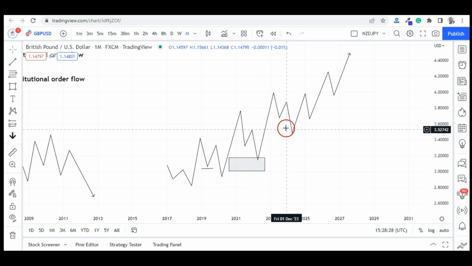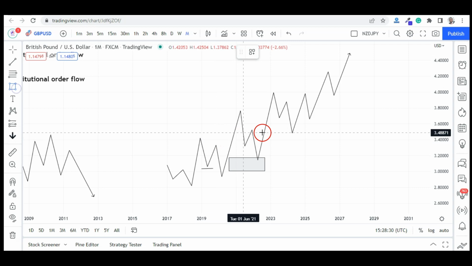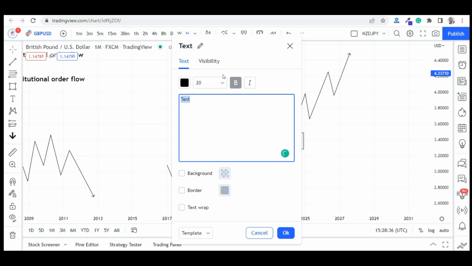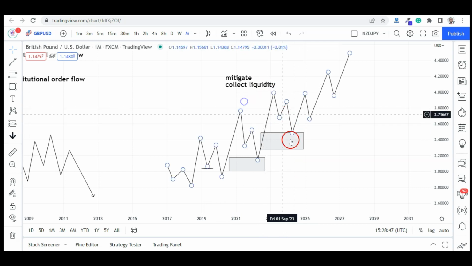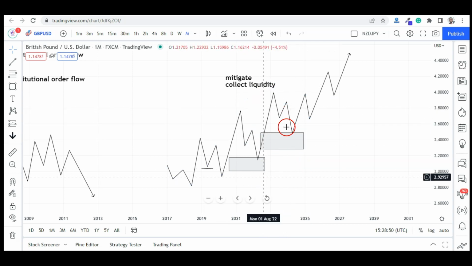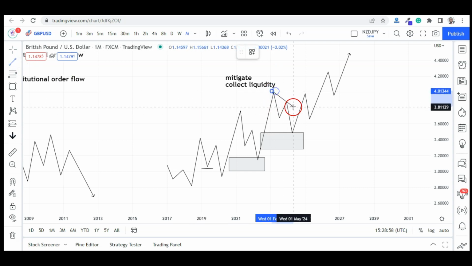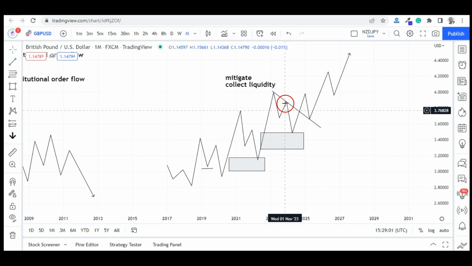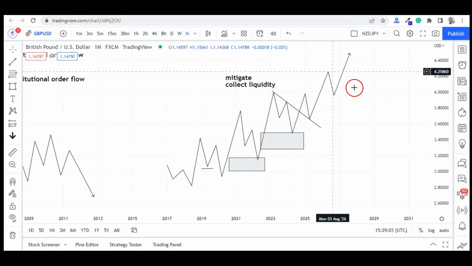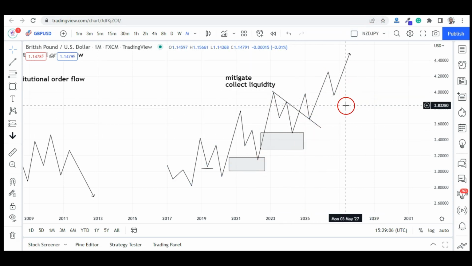This minor order flow's duty is to mitigate and also collect liquidity. It has two things to do. It has to mitigate and also collect liquidity, because liquidity is what the market needs to move up and down. So in that case, it moves now to also clear those that think we are having a reversal in here, or those that trade trend lines will be taken out, and price will continue moving in the intended direction of the major order flow.